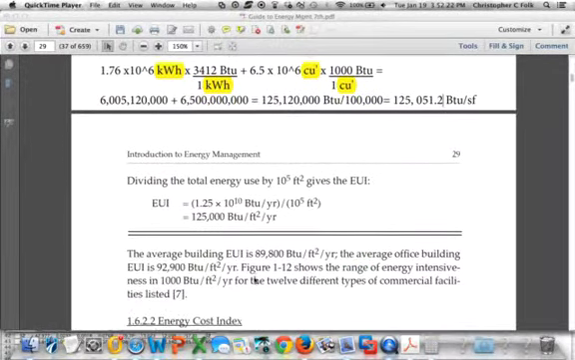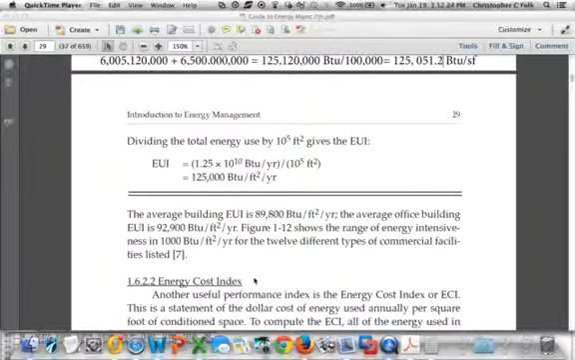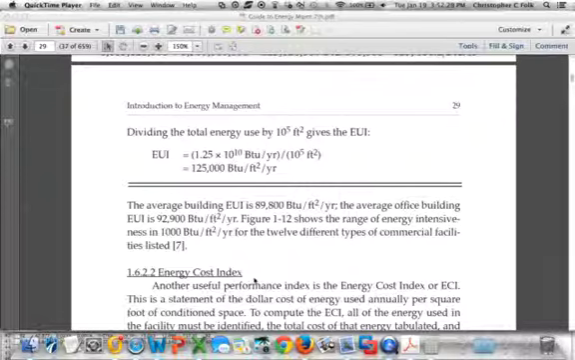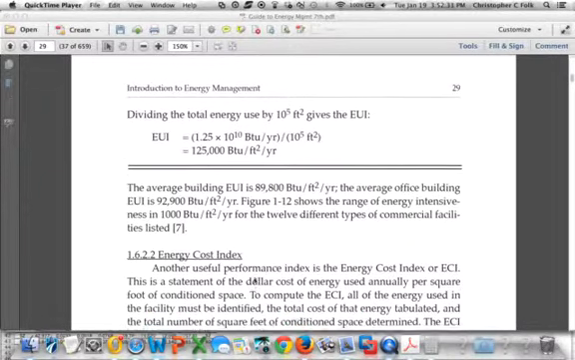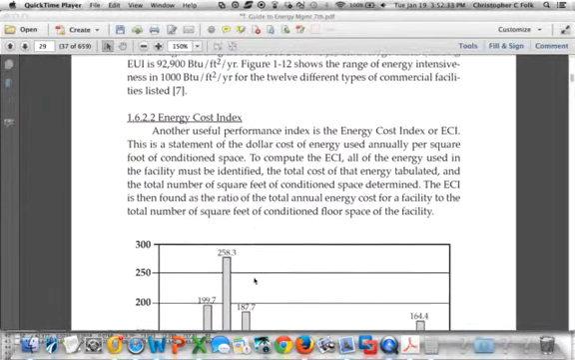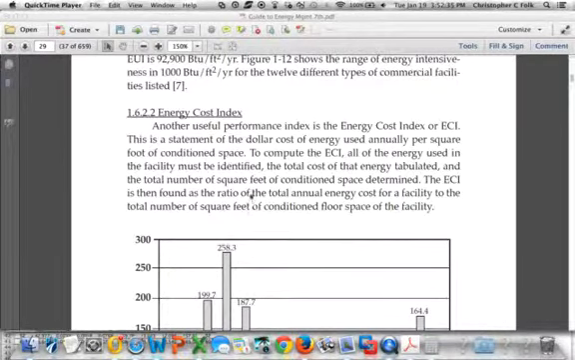29, and it talks about table 1-12 and a range of different energy intensiveness that different types of buildings have. And that's this table here. But what I also want to talk to you about is this thing that's known as an energy cost index.